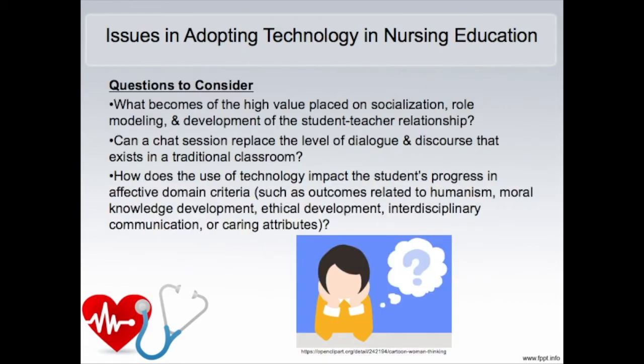Here are some questions to consider. What becomes of the high value placed on socialization, role modeling, and development of the student-teacher relationship? Can a chat session replace the level of dialogue and discourse that exists in a traditional classroom? How does the use of technology impact the student's progress in affective domain criteria, such as outcomes related to humanism, moral knowledge development, ethical development, interdisciplinary communication, or caring attributes?